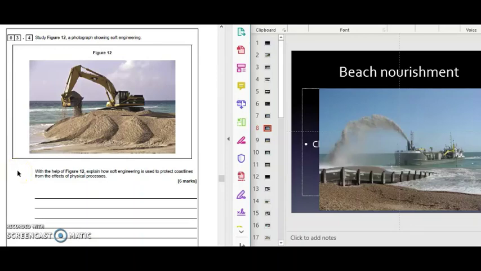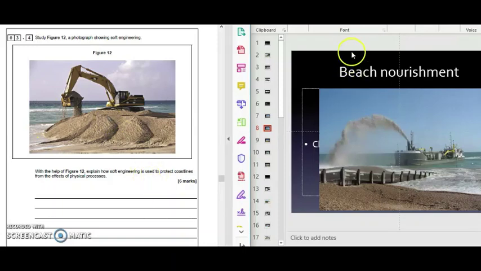3.4. With the help of figure 12, explain how soft engineering is used to protect coastlines from the effect of physical processes. So first of all, soft engineering, this is not things like groins, seawalls, riprap, because that's all hard engineering. So you don't get any marks for saying those. But also, it says with the help of figure 12, so we can use this image, but then bring in our own understanding as well.